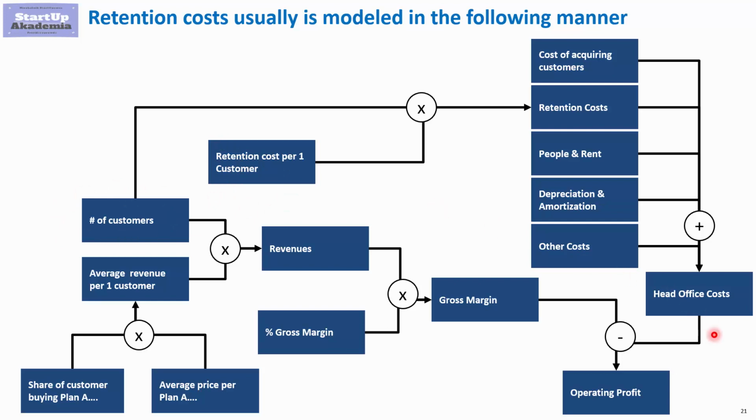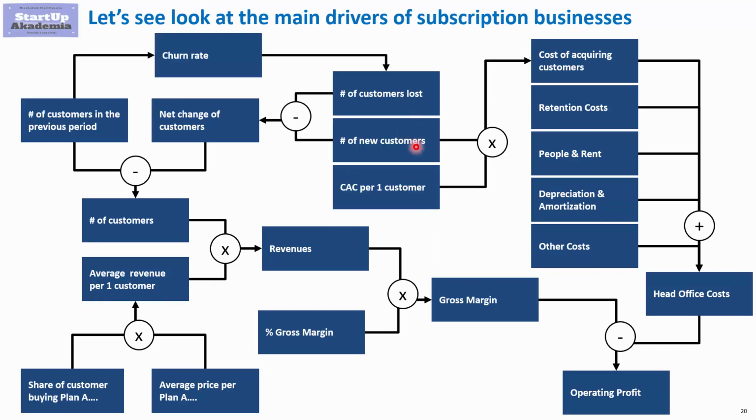So that's in short when it comes to the main drivers of the subscription business model. As you can see, one of the most important ones are number of customers and also how many we are losing every month, average revenue per one customer, and then those additional things that we have mentioned. So the retention cost per one customer and obviously cost of acquiring one customer.